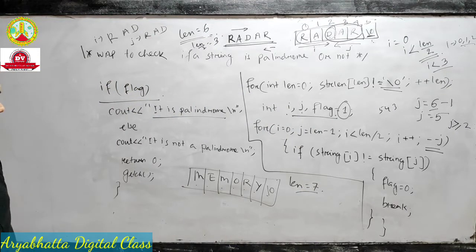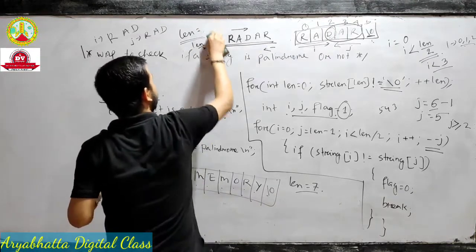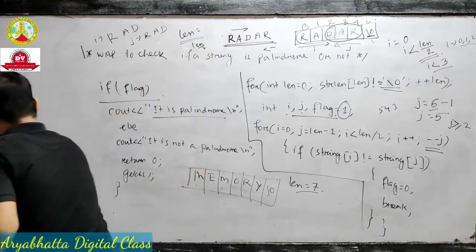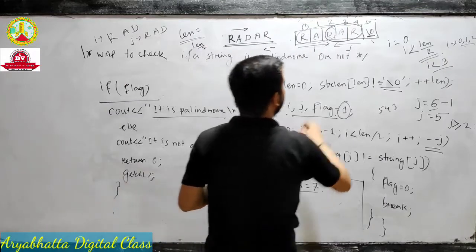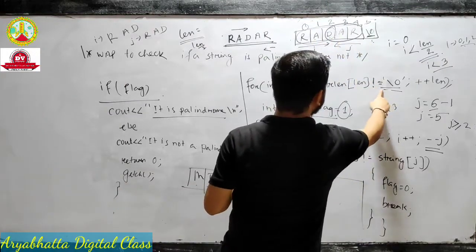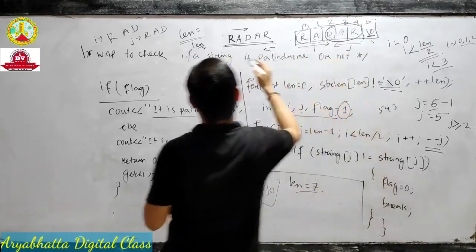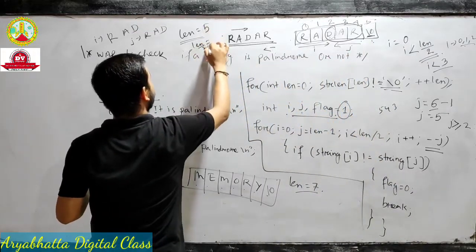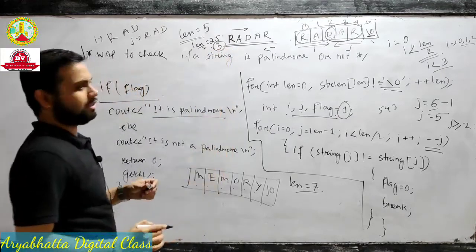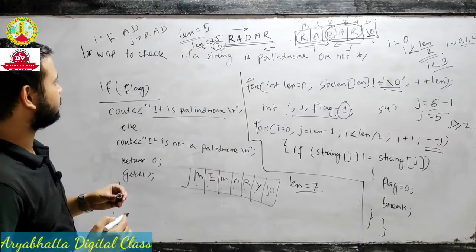Okay, len is 7. Actually, you can also understand it like this. Suppose here, if you take len equal to 1, 2, 3, 4, 5, the null character backslash 0 means up to this. Also you can take it like this: len equal to 5 means 5 by 2 is 2.5, and 2.5 you can take as an integer 3.